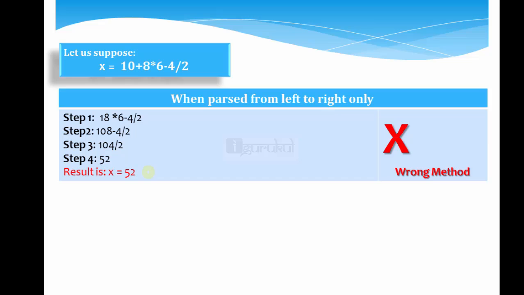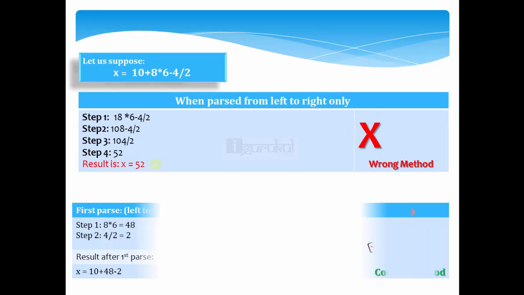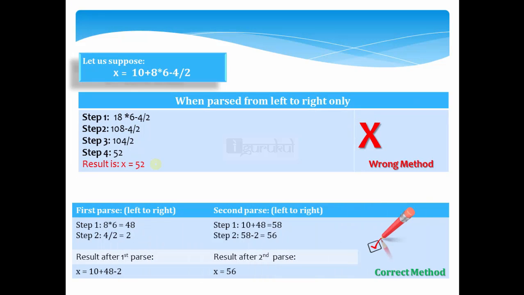So we have to follow the precedence to make it right. So what is the correct method? Every equation generally is traversed 2 times. In the first parse, it will first look for the highest preceding operators, that is our multiplication and division. So first of all, what it will do is, it will multiply 8 into 6. In the first step we will get 48, and in second step it will divide 4 by 2, that is 2. So the result after first pass will be 10 plus 48 minus 2.